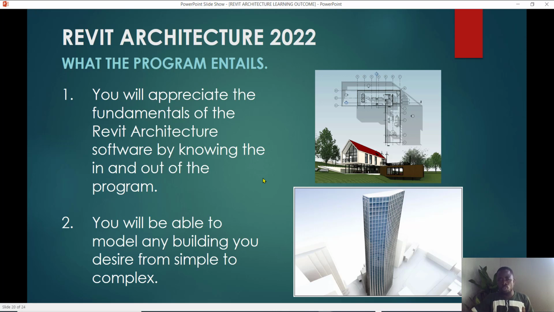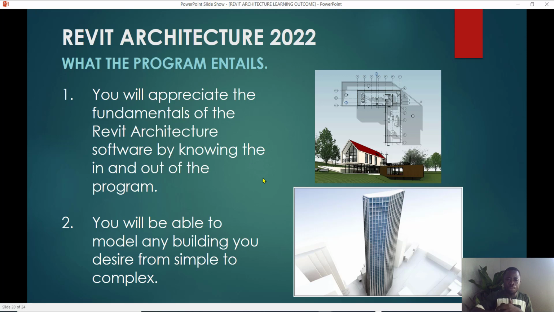So let's zoom in now. One, you will appreciate the fundamentals of the Revit Architecture software by knowing the in and out of the software. We will show you everything you need to know about the program, from the fundamentals. We start from scratch. If you come in and you have some idea, what we do is that we start everything from scratch. You start by learning the fundamentals of the software, by knowing everything about the software. Then we'll show you modeling from the basics. These are very important things that you will learn.